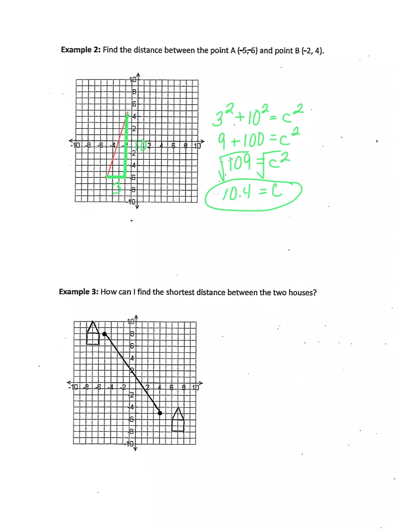We're looking for the shortest distance between the two houses. Again, because it's on a diagonal, I can't count. So I'm going to create a right triangle. Now, there's two different right triangles. I should have said this earlier. You could create one down here, or you could create one up here. Okay, so either one will work for you. I'm going to use the one I did in blue.